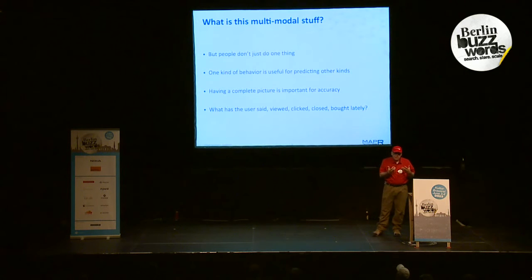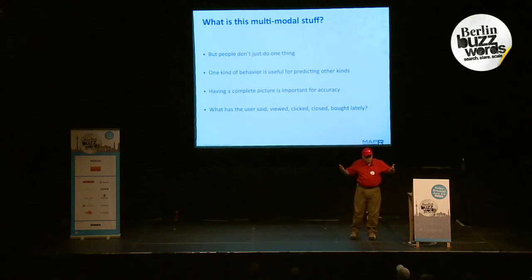So they have many kinds of behavior, and this question comes up over and over again. How do I merge these different kinds of behavior? Even if it's very simple. If I rate a movie and then watch it, what do those mean? Is a rating of 5 the same value as watching a movie?